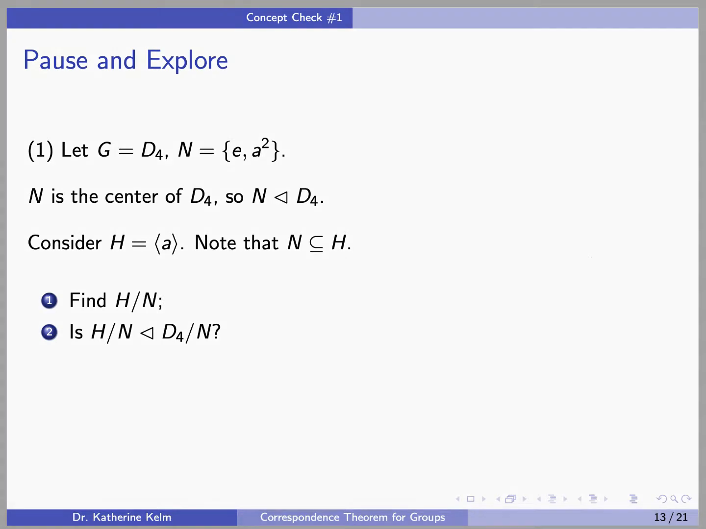Now consider H to be the subgroup generated by A. Again, that is E, A, A squared, A cubed, because A is our rotation element of order 4. Now we can note that N is a subset of H. And the questions for you are, find H mod N, what is in this group, and is H mod N normal in D4 mod N? So pause the video and come back when you have an answer.